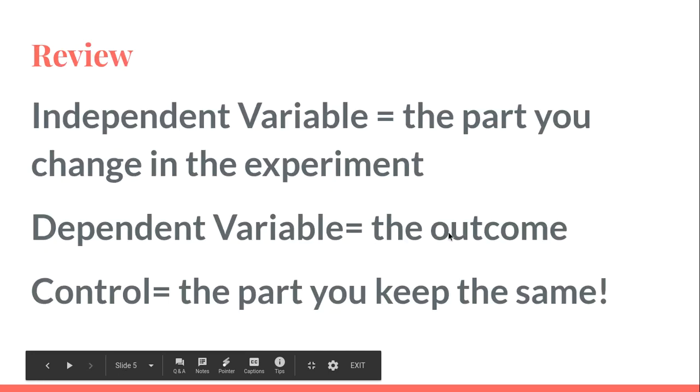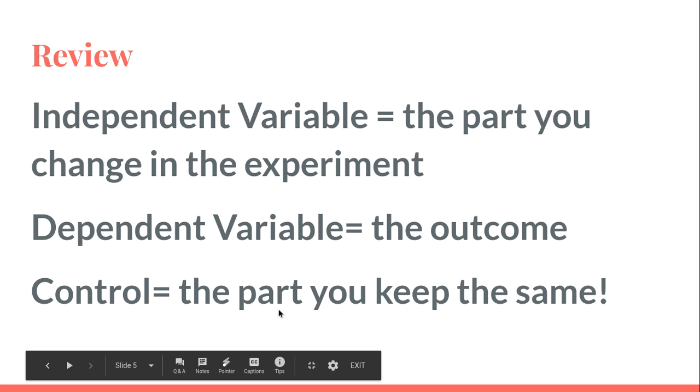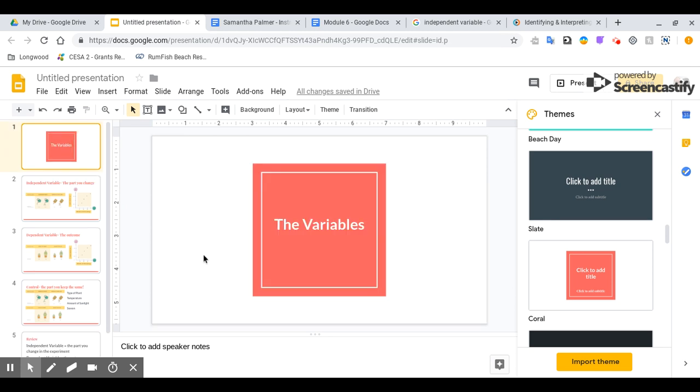So a quick review. The independent variable is the part that you change in the experiment. That goes on the bottom, the x-axis. The dependent variable is the outcome, and the control is the part that you keep the same. These are all important variables that you need to know in order to be successful in your experiment.